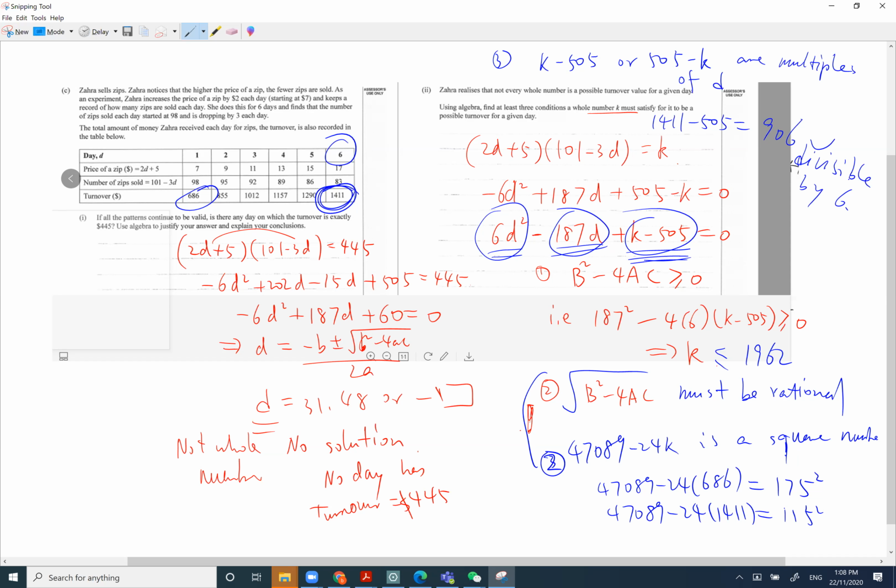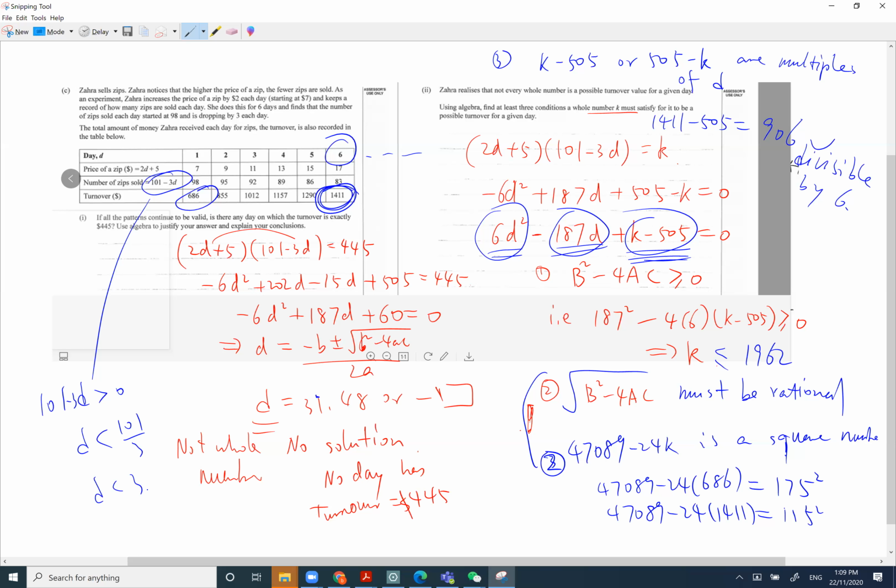For example, another condition: we actually know all the possible values already. We can check this D here. This D, of course, needs to satisfy the condition that the number of zips is bigger than 0. So D already needs to be less than 101 over 3. So you don't have that many. D is just up to 33.